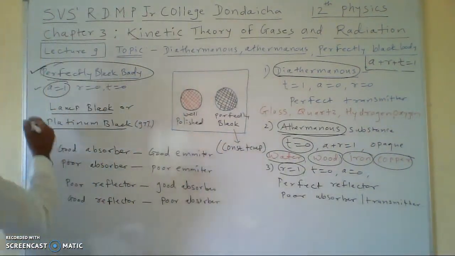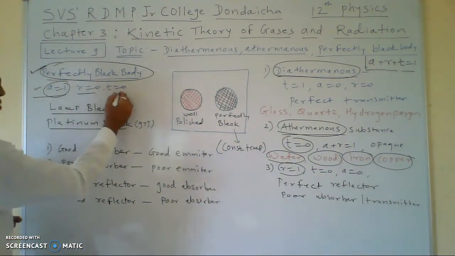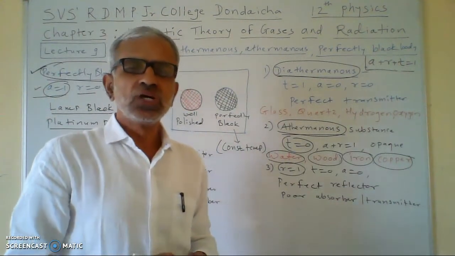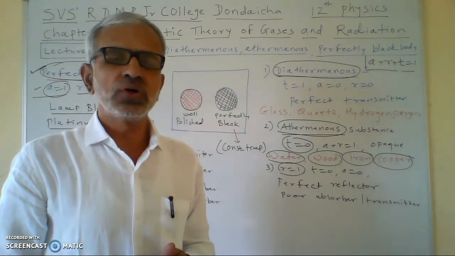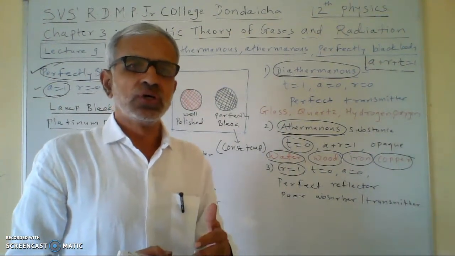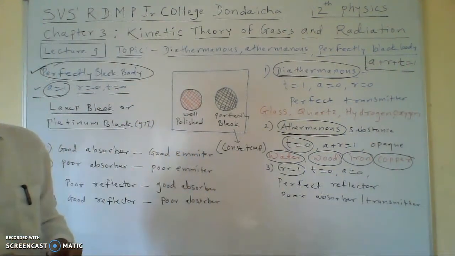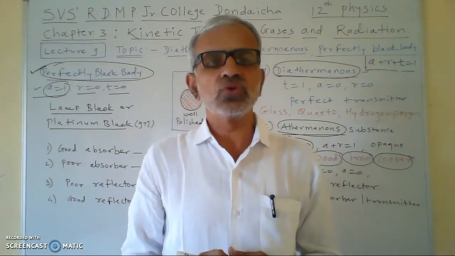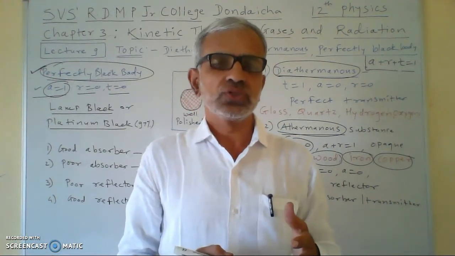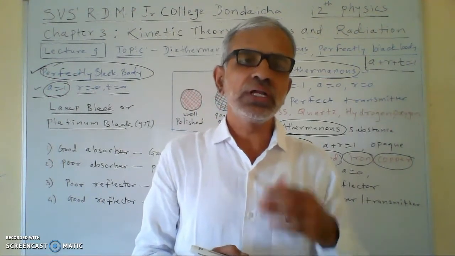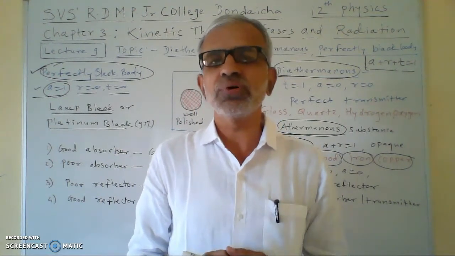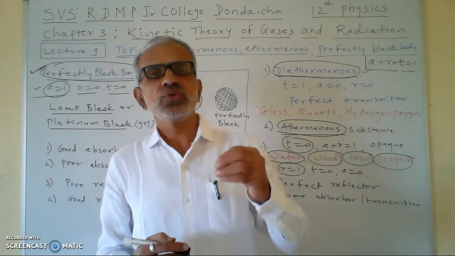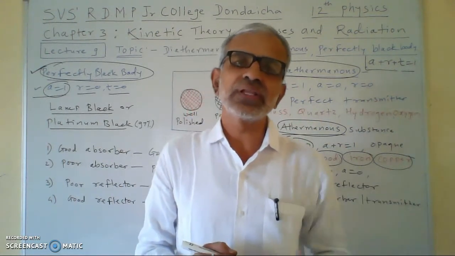For perfectly black body A equal to 1, R equal to 0 and T equal to 0, means coefficient of absorption is 1, coefficient of reflection 0 and transmission is 0 for perfectly black body. There is no body in the nature which is called the perfectly black body. So ideally A equal to 1, R equal to 0, T equal to 0 for perfectly black body, but there is no body in the nature for which you can say that it is a perfectly black body.